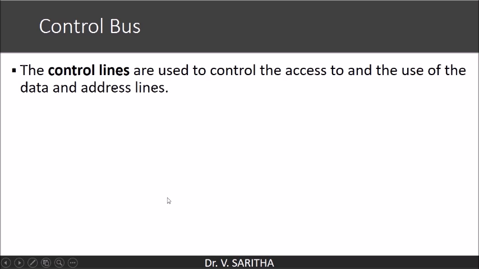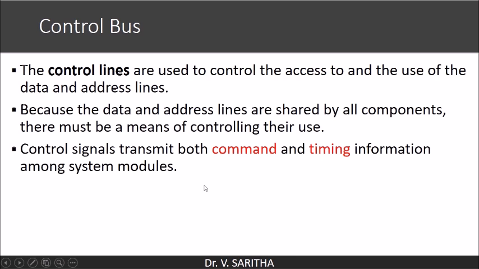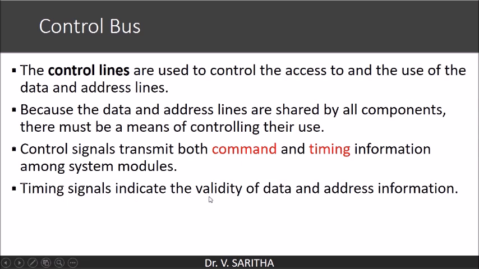Then the control bus. This is also called control lines, which is used to generate the control signals to show what operation needs to be performed by the processor. That is, whether a read operation or a write operation is to be performed. Control signals transmit both command and timing information among system modules. Timing signals indicate the validity of data and address information.